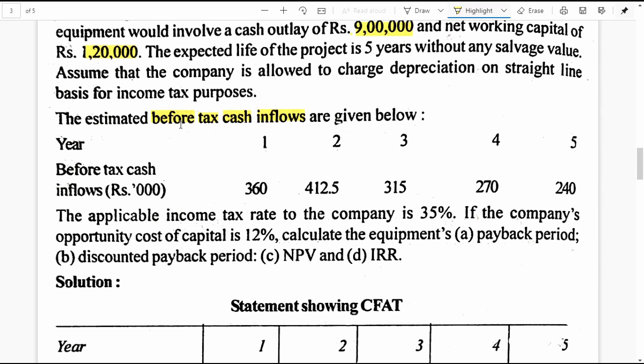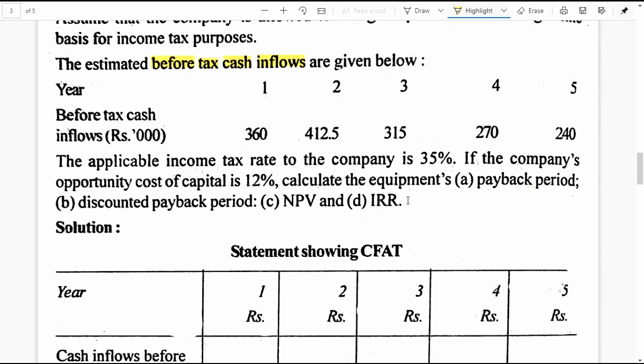The estimated before tax cash inflows, that means the cash inflows which are given down here are before tax. So you are given with the profit before tax of the equipment for the 5 years. That's the economic life of the equipment. So before tax cash inflows in thousands are given: 360, 412.5, 315, 270, 240. The applicable income tax rate to the company is 35%. If the company's opportunity cost of capital is 12%, calculate the equipment's payback period, discounted payback period, NPV and IRR.